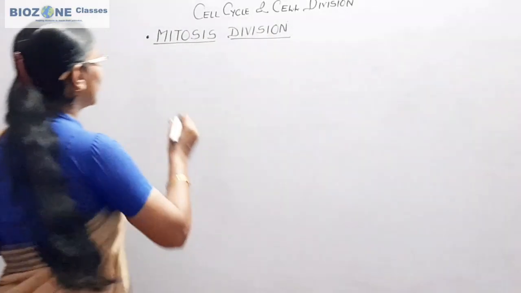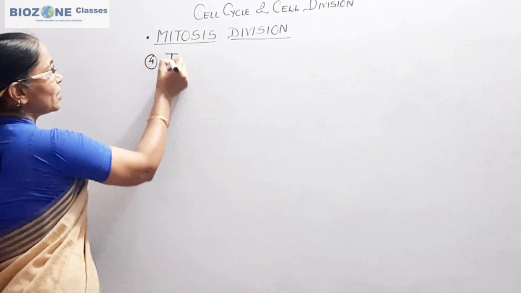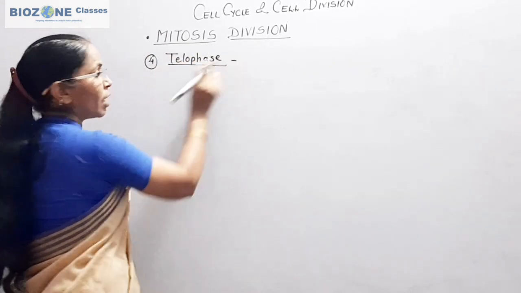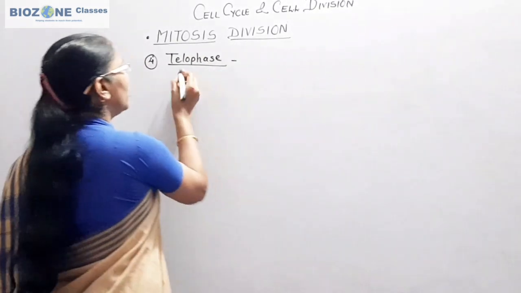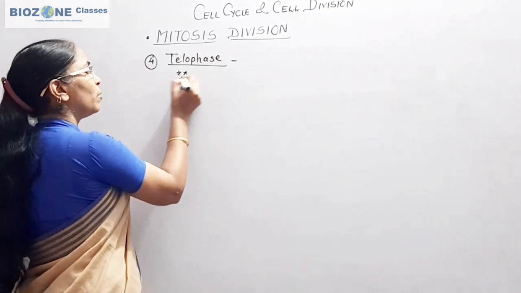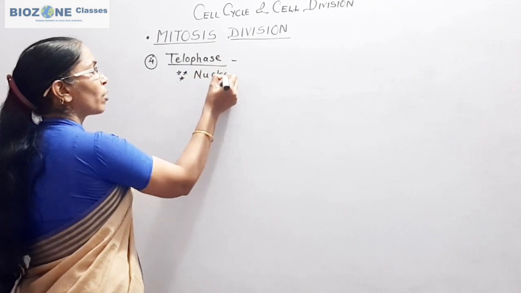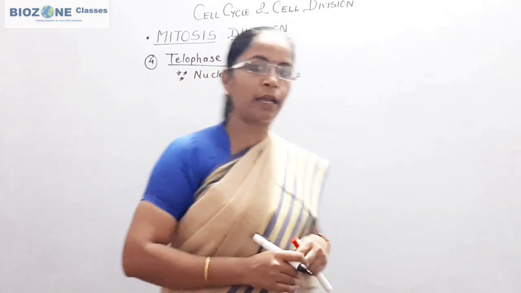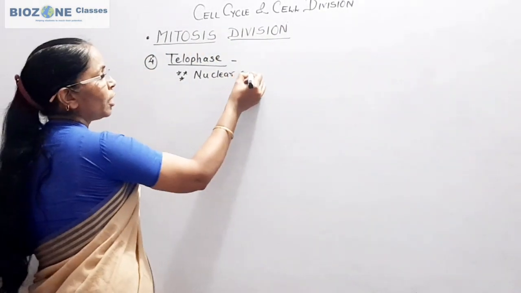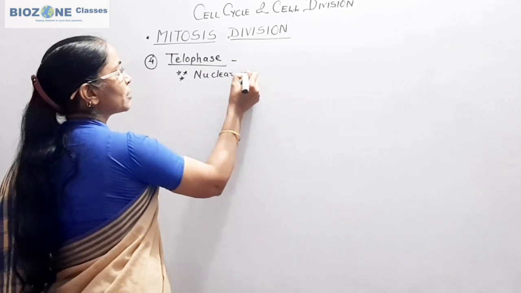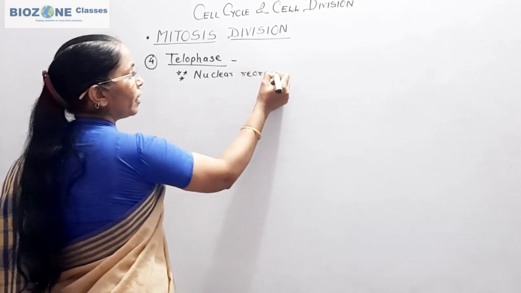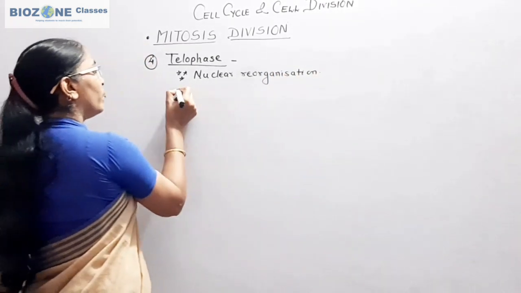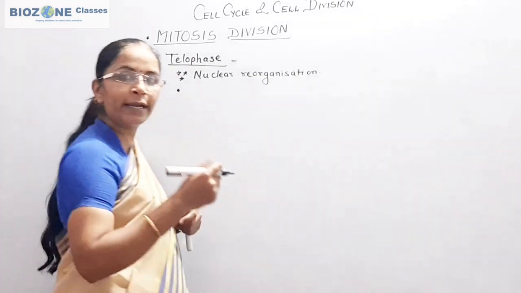So now we study the features of the 4th phase, that is telophase. This is the last phase of karyokinesis, or nuclear division. It is characterized by nuclear reorganization. This one term itself is sufficient to explain telophase: nuclear reorganization, that means 2 nuclei are formed in one cell and one nucleus is developed at each pole.